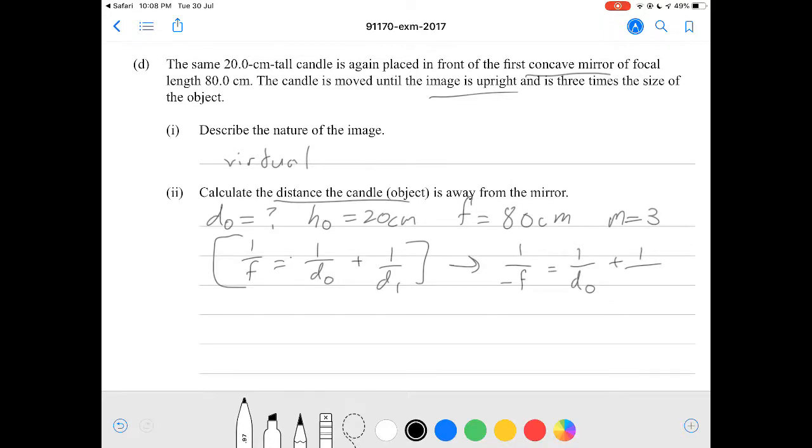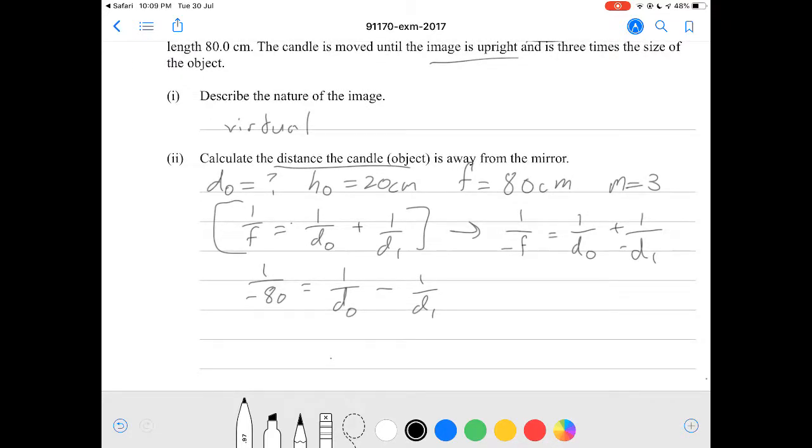So why is it negative DI? The reason it's negative DI is because the image is formed behind the mirror. That's the one thing you need to keep in mind. It's formed behind the mirror, so therefore your DI is also negative. So now you have your formula. F equals 80, so 1 over negative 80 equals 1 over DO, which we're trying to find, plus, well, technically, the negative DI makes it minus 1 over DI.